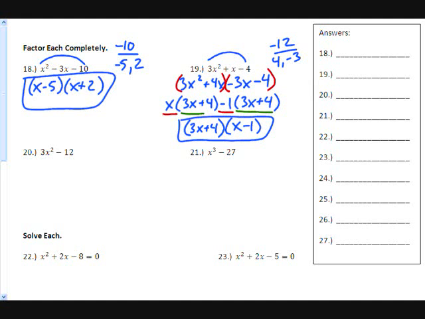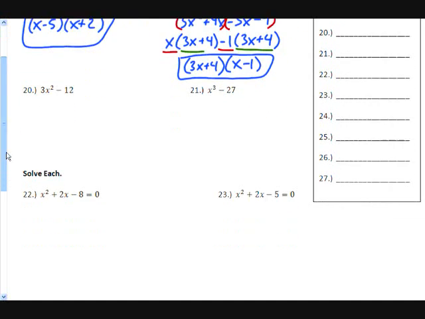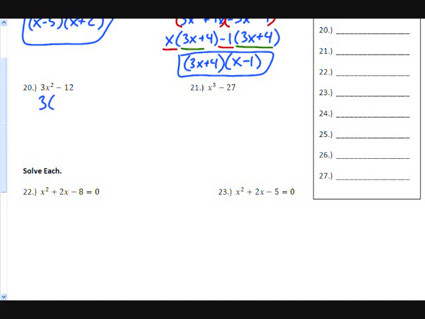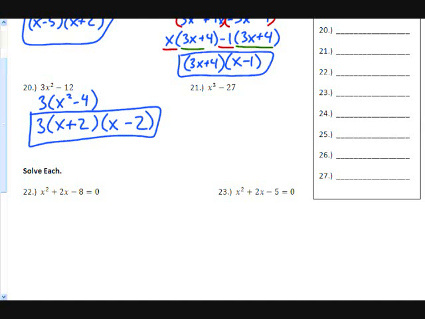In number 20, I notice right away that they have a 3 in common, so there's a greatest common factor between these two. So I'm going to factor the 3 out, which leaves me with an x squared minus 4. And now from here, I'm not quite finished because x squared minus 4 is a difference of squares. Remember, a difference of squares always factors into conjugates. One's a plus, one's a minus, so it factors into x plus 2 and x minus 2. And that 3 just kind of tags along for the ride. So it's 3 times x plus 2, x minus 2. And now that one's factored completely.